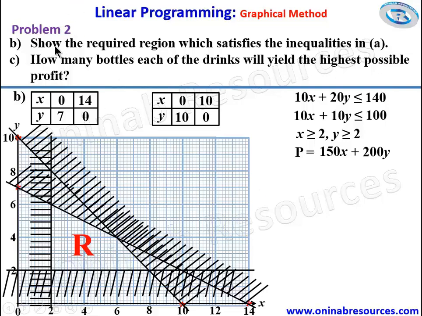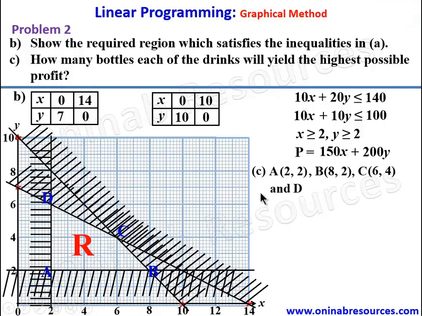So we are done with B and we'll be going to C. For C, we need the vertices of the required region. So we have this point A, this point B, this is point C, and this D. The coordinate of A is 2, 2. The coordinate of B is 8, 2. The coordinate of C is 6, 4. And the coordinate of D is 2, 6.